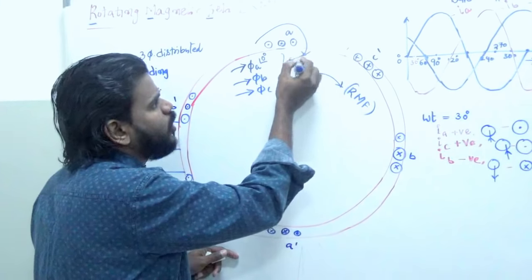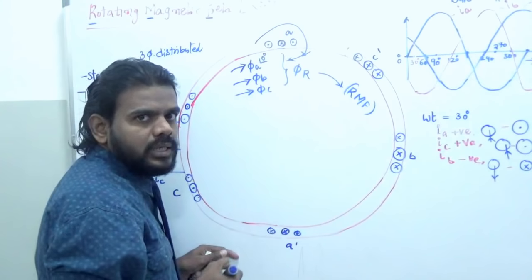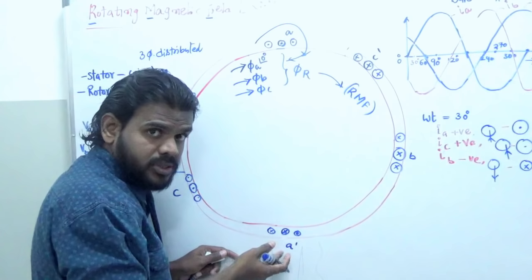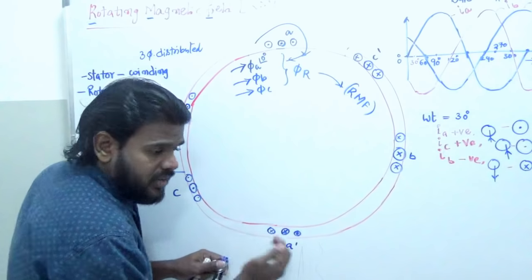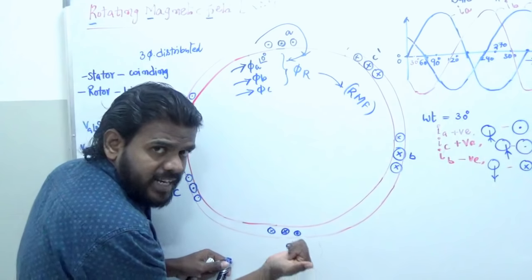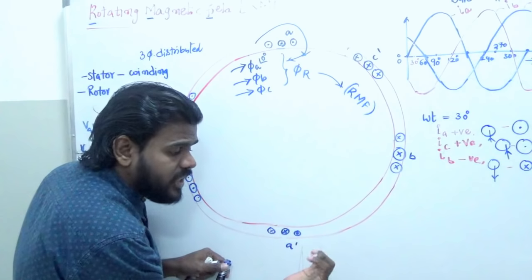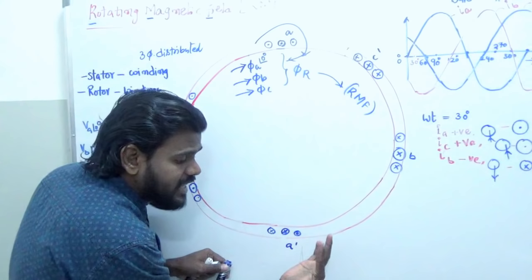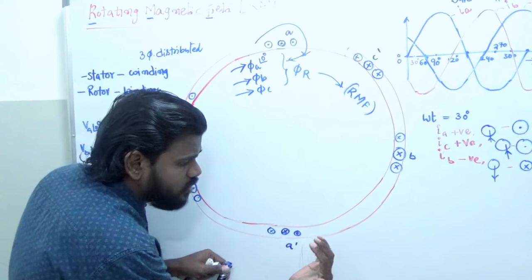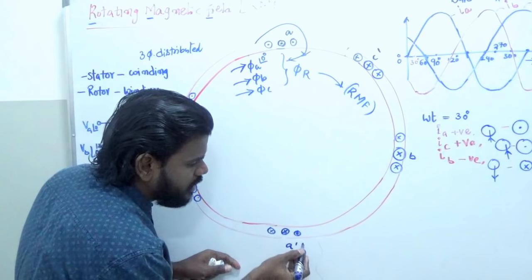It runs, it revolves. What about A dash? The current is coming out. If the current comes out, then the flux direction is in the direction of fingers, right? So if the current is coming out this way, the flux will be directed in the direction of curled fingers, something like this.